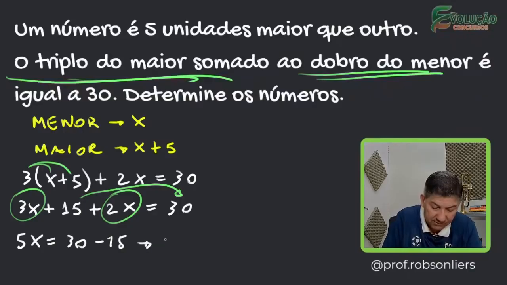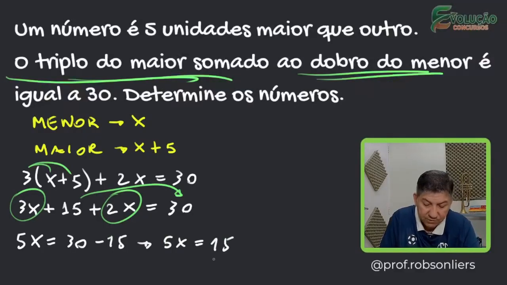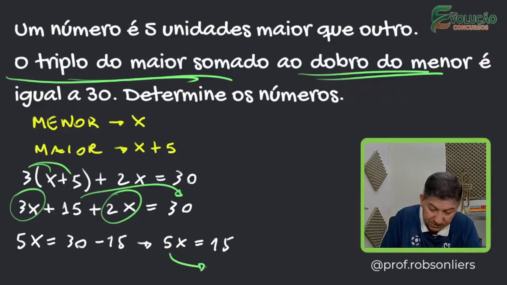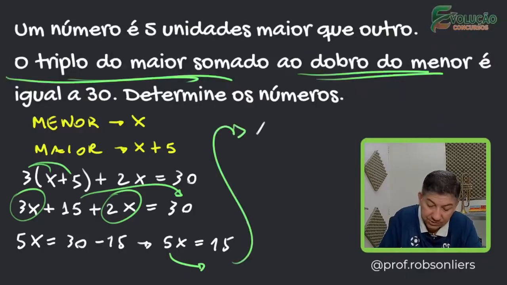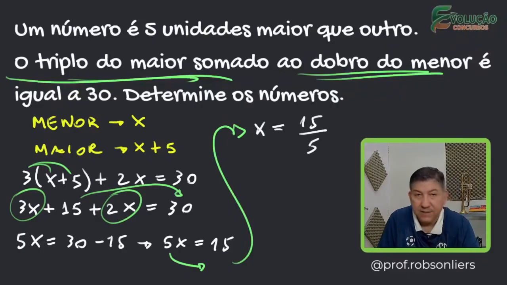So continuing here, 5x will be equal to 30 minus 15, that's 15. 5x is equal to 15. Since x is being multiplied by 5, we move the 5 to the other side by dividing. So, continuing up here, it will be like this. x equals 15 divided by 5. Solving this division, 15 divided by 5 is 3.